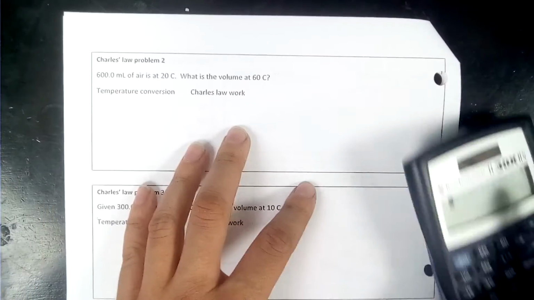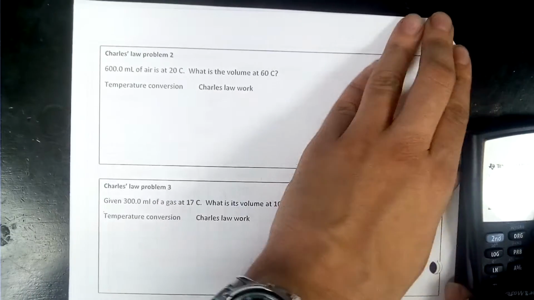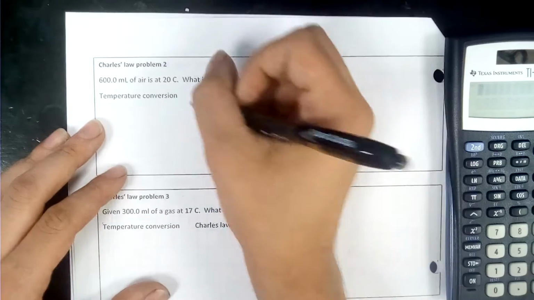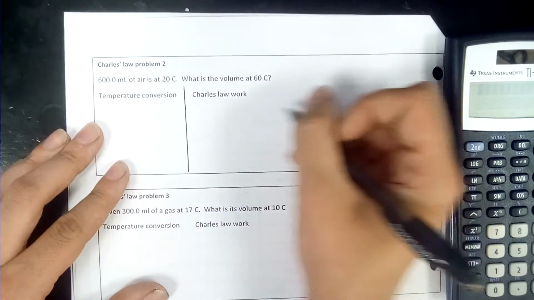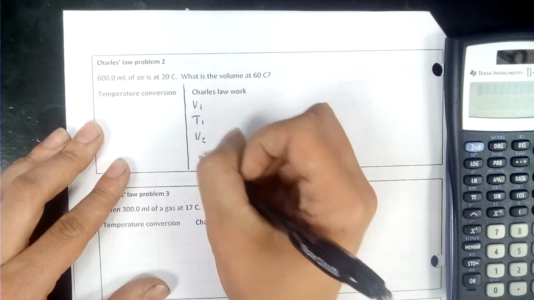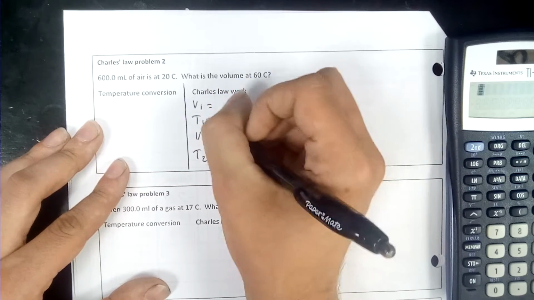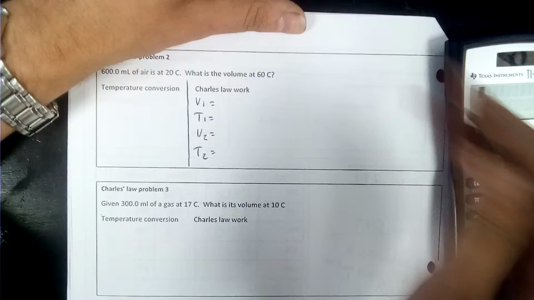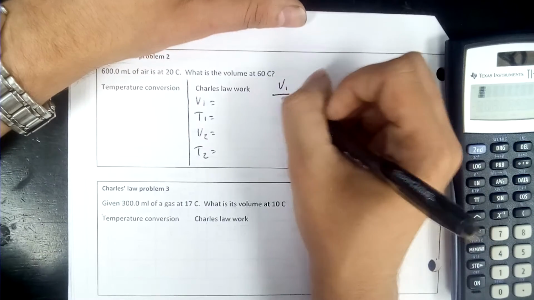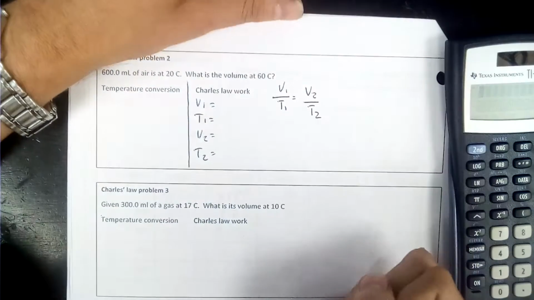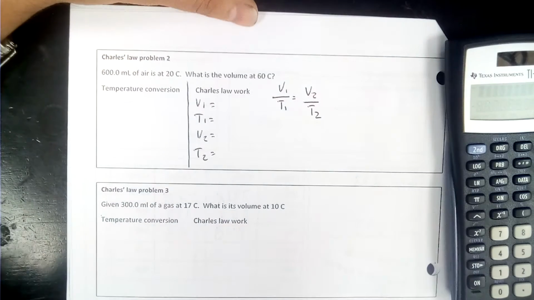All right, in this problem, we're going to work through the second Charles law problem. So, we still have the same formula. In fact, I'm going to rewrite it. So we have V1, T1, V2, T2 to start off with, and we'll identify what those are. But then we also have our formula, V1 over T1 equals V2 over T2. So you have your formula.